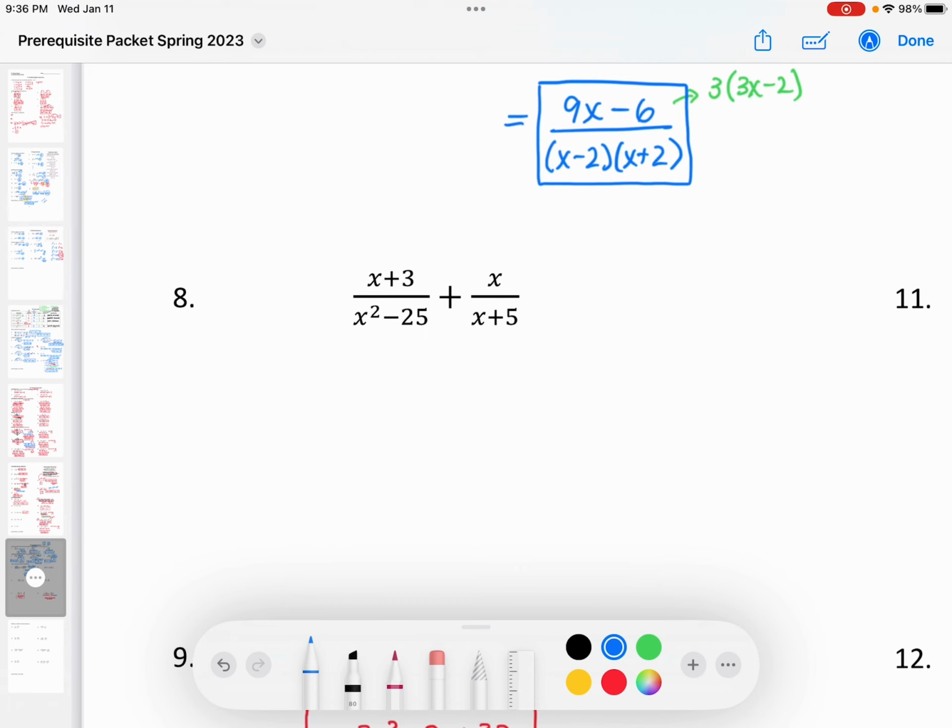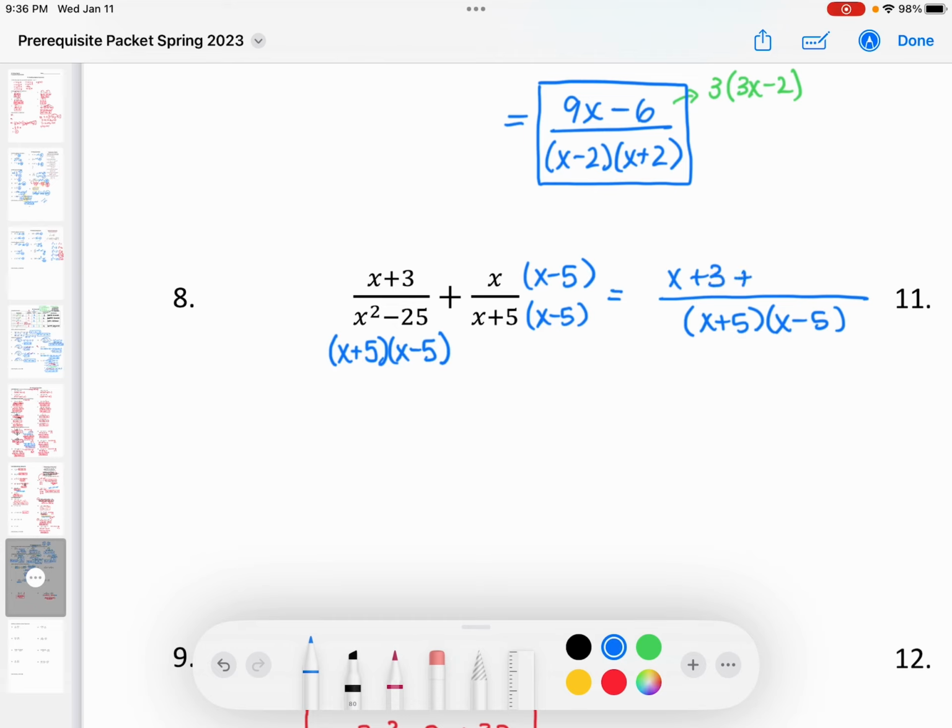Number 8, I know on the last one I just multiplied them by each other, but did you notice on number 8, this is already an x plus 5, x minus 5, the x squared minus 25. So really, if we just give this one an x minus 5, then the denominators match. Common denominator x plus 5, x minus 5. On the top, we have the x plus 3 plus the x times x minus 5. We'll simplify the top.